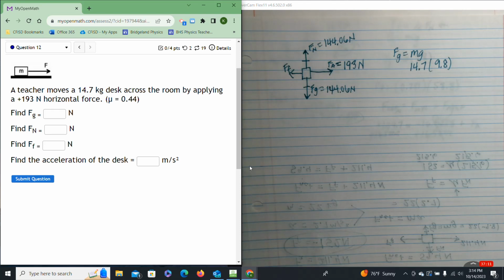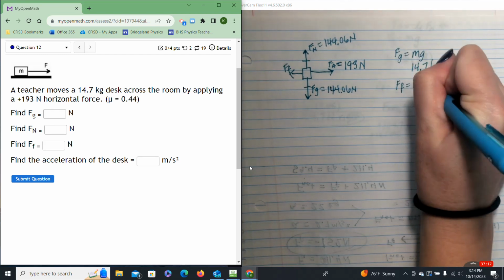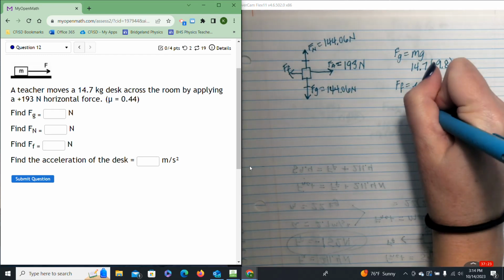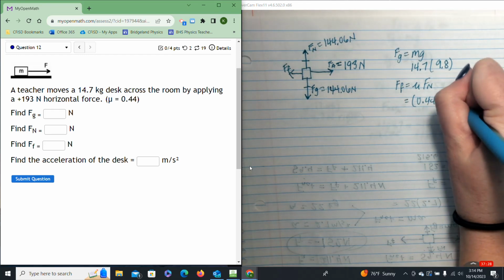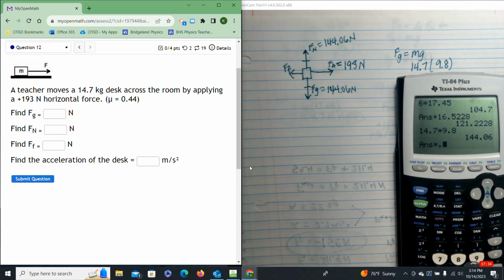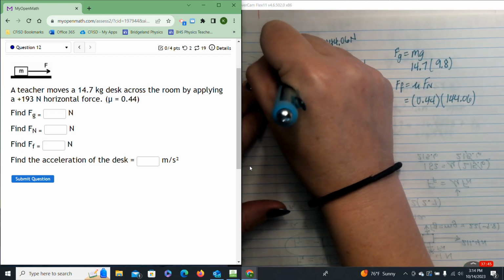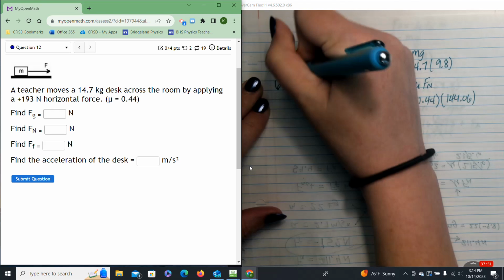Okay, I can find Ff because Ff is mu times Fn, and I just determined Fn, and mu is in the question. So force of friction, mu is 0.44, Fn is 144.06. So I'm going to take the answer and multiply it by 0.44, and I'm going to get 63.3864 as my force of friction. Let's go ahead and add it to my diagram. 63.3864. Trying to write that a little neater.